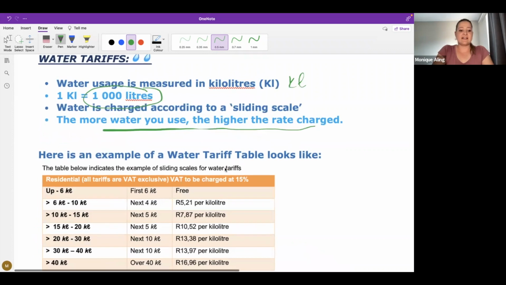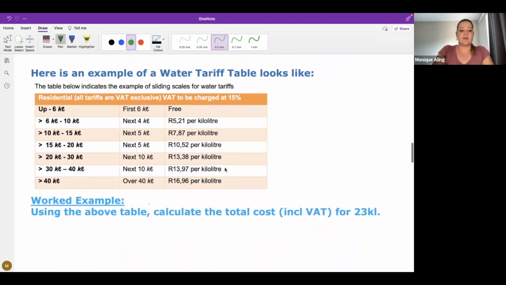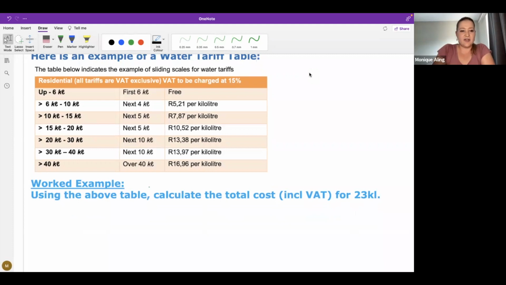Okay, so here is an example of a water tariff table. Let's have a quick look at this table. Let's look at all the information that has been presented to us. It says residential, all tariffs are VAT exclusive. So that means they have not included VAT in these prices here. So that's important to take note of. And we know that VAT is 15%. We actually did that in the last lesson.